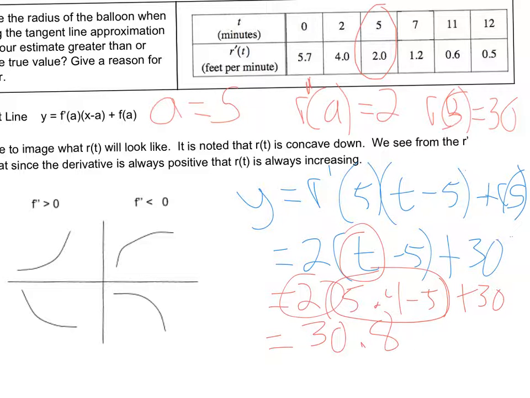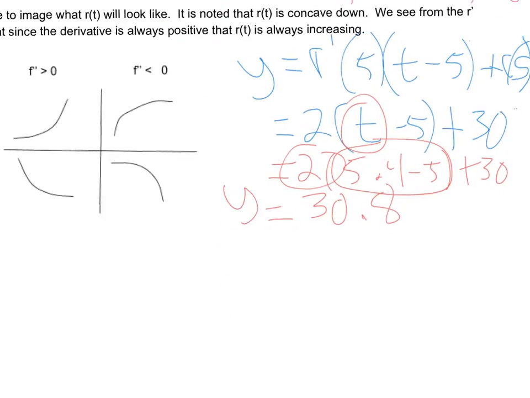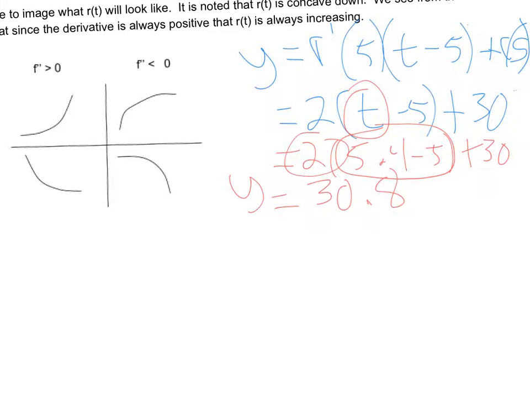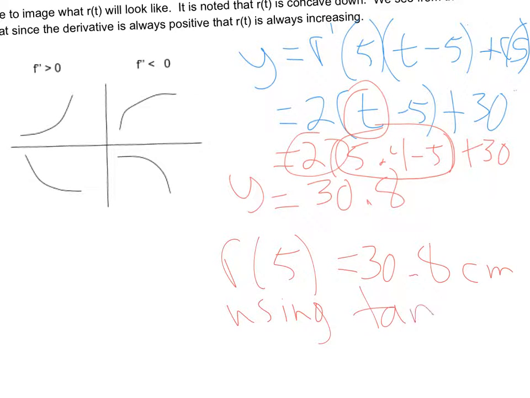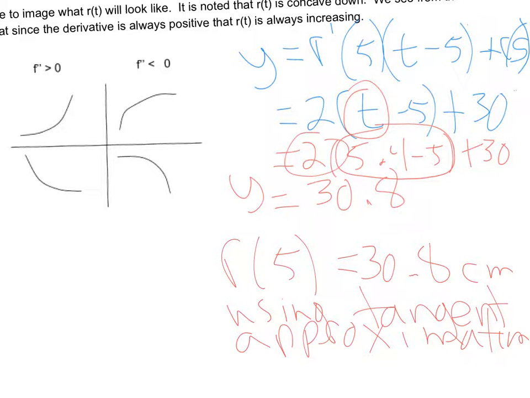Okay, and so that is the tangent line approximation. So the way we should say that, though, is that r at 5.4 equals 30.8 centimeters using the tangent line approximation. Okay, you want to say something like that. That should be your conclusion.